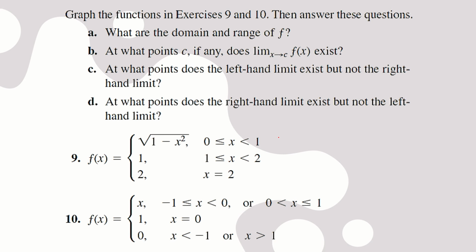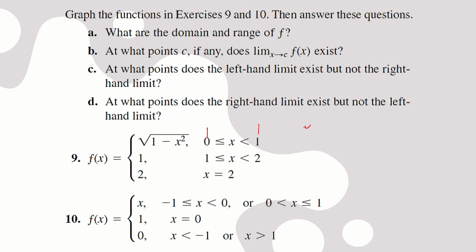Okay. So first we talk about the domain and range of this function. I talk about the first one. You may practice the second question yourself. So you see, in the first interval, or in the first part of the domain from 0 to 1, we are given 1 minus x square.